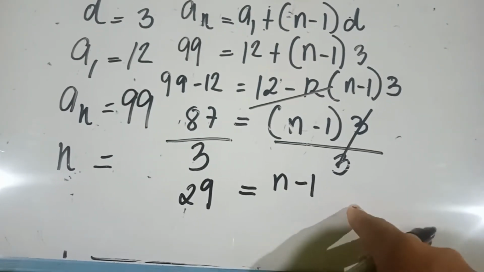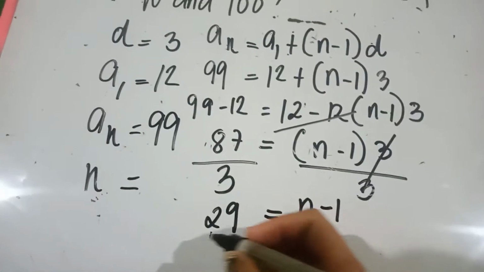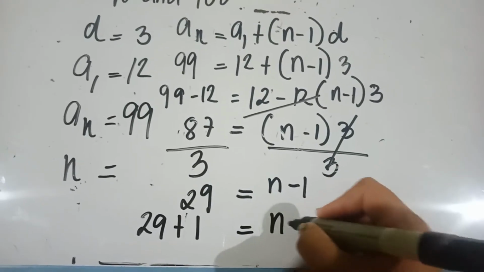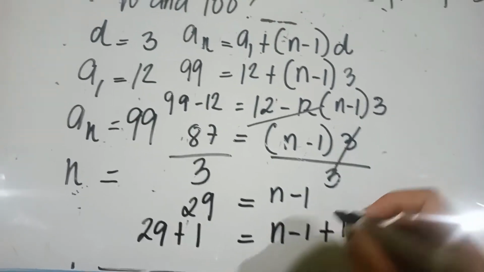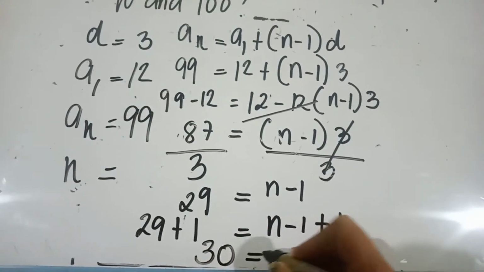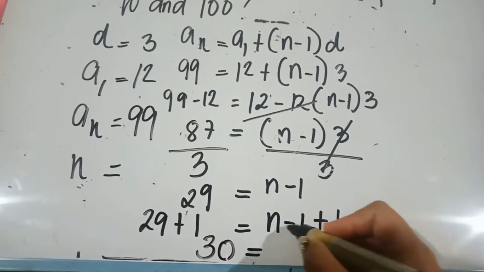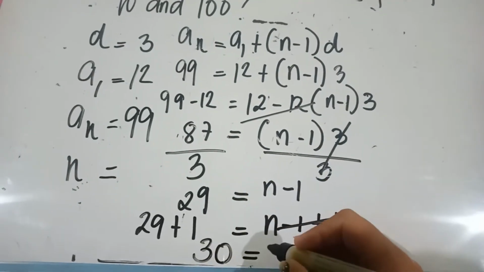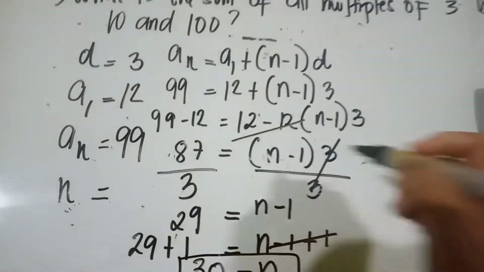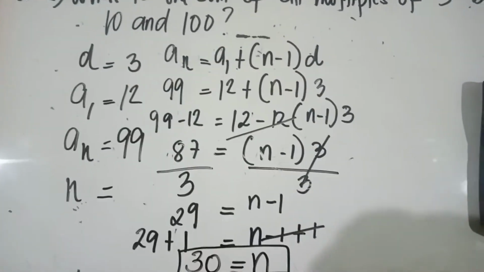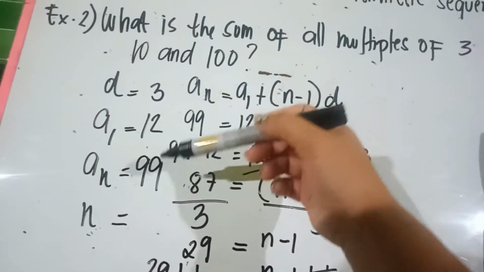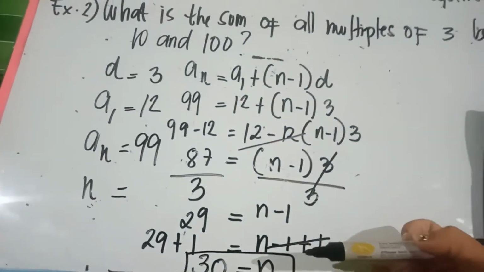So if we add 1 here, we also add 1 on the left. So we have 29 plus 1 is equal to n minus 1 plus 1. 29 plus 1, that is equal to 30, is equal to negative 1 plus 1, which cancels out because it becomes 0, leaving n. So, therefore, the value of our n is equal to 30. This means the number of terms from 12 to 99 is equal to 30.